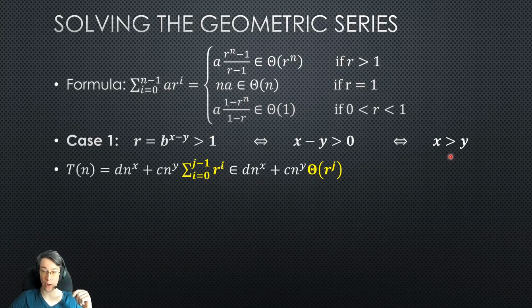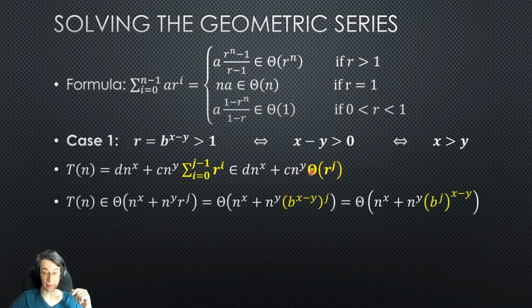So if we're in this case where x is greater than y, in other words, r is greater than 1, we're going to end up with theta r to the n. But what's our n? Our n here is j, so we're going to end up with theta r to the j as our solution here. So T of n in this case is d times n to the x plus c times n to the y times theta r to the j. Now I can move the theta out to encapsulate this whole expression and just say T of n is in theta of n to the x plus n to the y times r to the j. Then let's simplify this expression a little bit more. The r was useful just to see how we were going to solve this geometric sequence, but let's turn it back into b to the x minus y. So you have b to the x minus y all to the j.